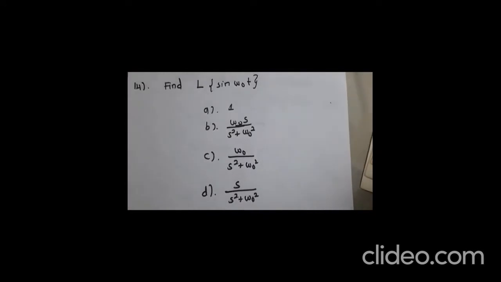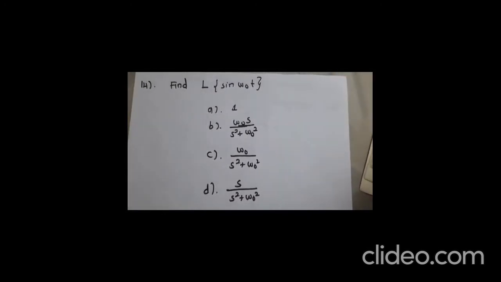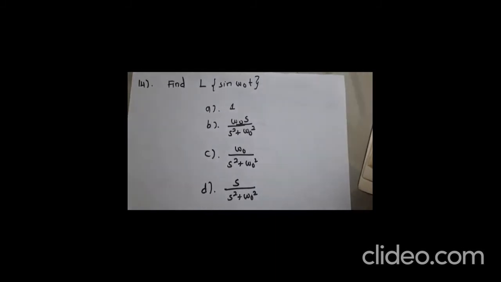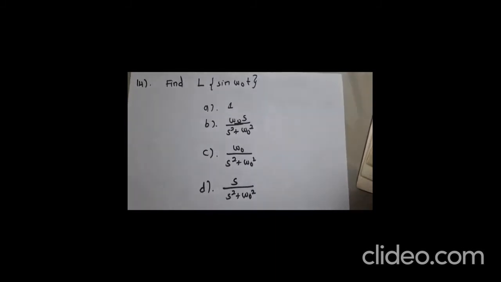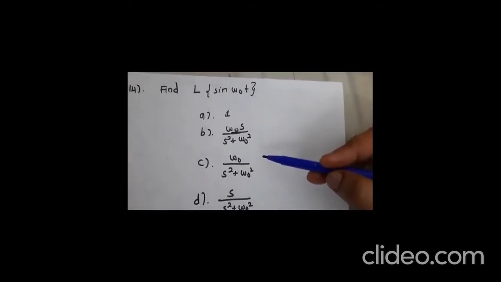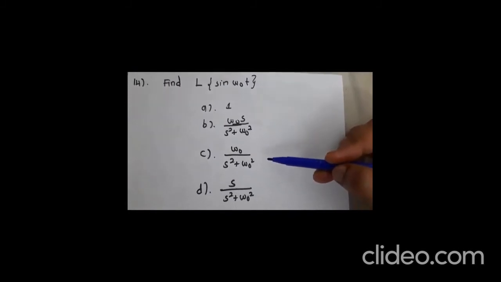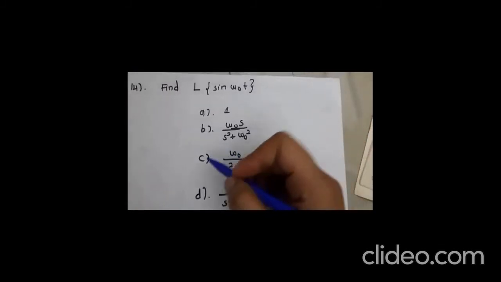And 14th question, find the Laplace transform of sin omega naught t. We have to memorize some important Laplace transform pairs. The Laplace transform of sin omega naught t is omega naught divided by s square plus omega naught square. So for sin, that is omega naught divided by s square plus omega naught square. So here the answer is C.